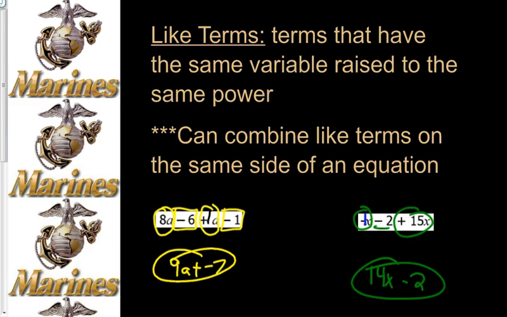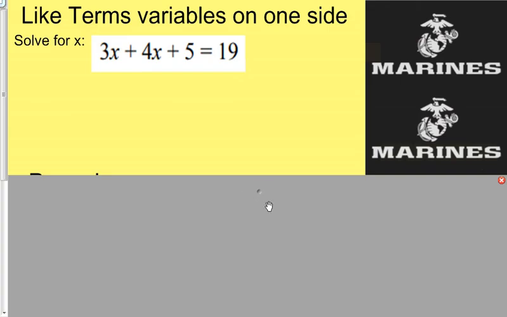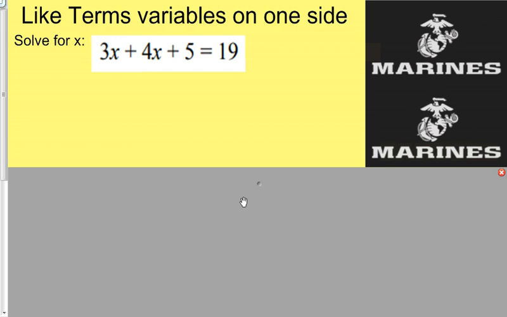So here's an example I want to start with. How would you go about solving this equation? It's 3x plus 4x plus 5 equals 19. We're trying to solve for x, but there are two different places where there's an x. So what do you do? Well, you combine the like terms. That's 7x plus 5 equals 19, and we're left with just a two-step equation.